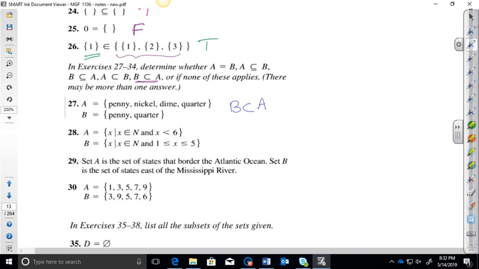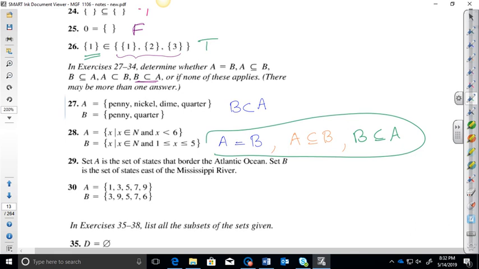What do you think about 28? They're equal, right? Equal, correct? Okay, because the first one is 1, 2, 3, 4, 5. The second one is also, and you can say this one as well. So all these are true for that. A is the same as B. Since they are the same, one is a subset of the other, so I can say it both ways. I can say A is a subset of B. I can say B is a subset of A. And they are the same too.